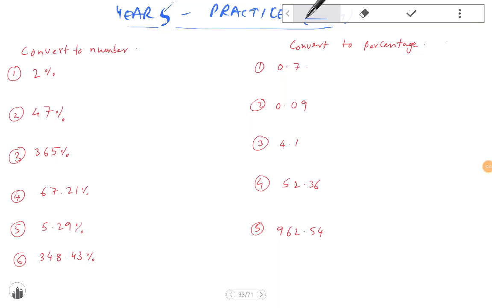Okay, in these problems that we have been given, we are required to convert percentages to number and convert number to percentage.